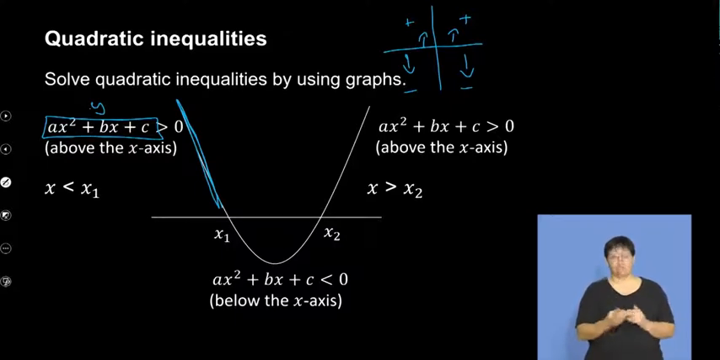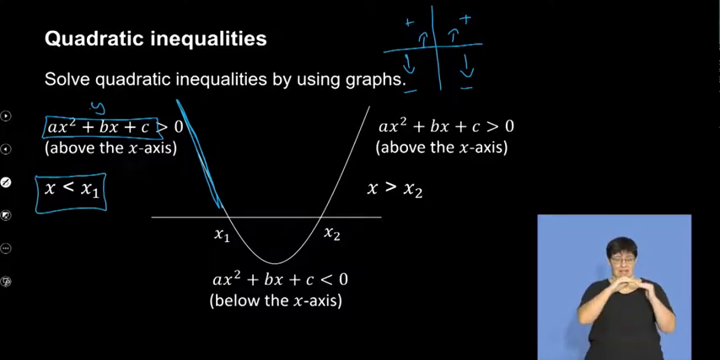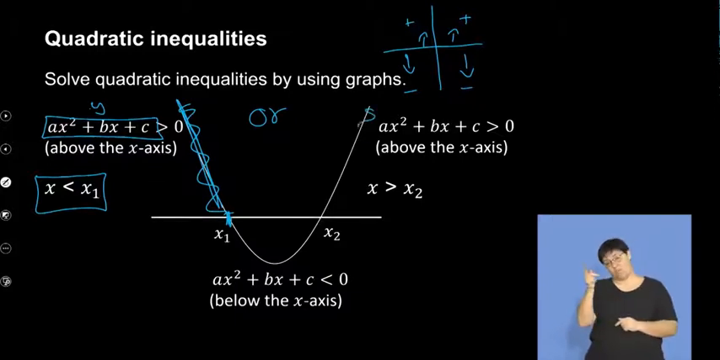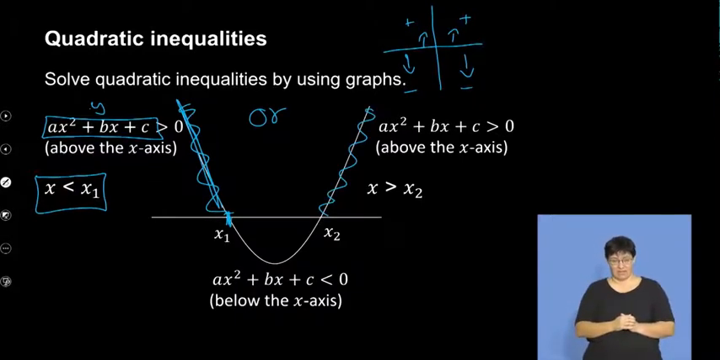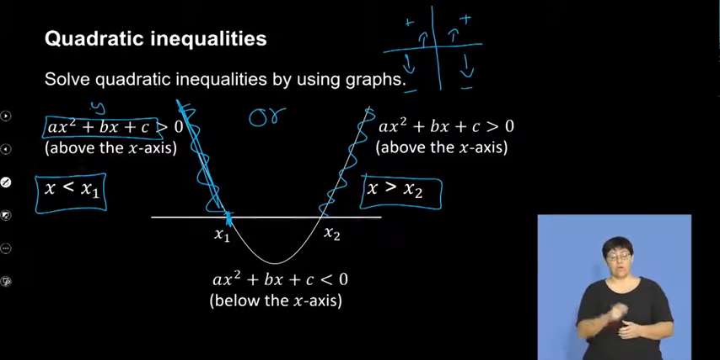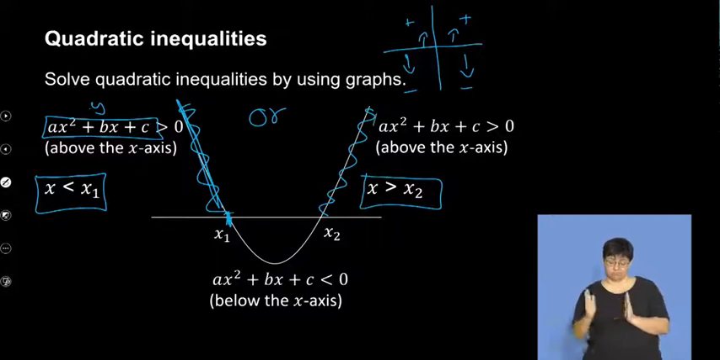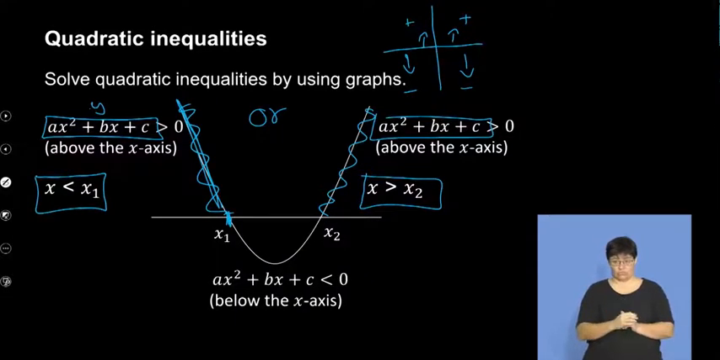So my first solution will be x is less than x1, whatever the x1 is there. And because I have another solution, but in an opposite direction, I will use the word "or", because it is either this arm here or that arm there. You can't say this arm and that arm. That wouldn't really make sense. So on this side, you will say x is greater than x2. So it's when this expression is positive, because it is above the x-axis.